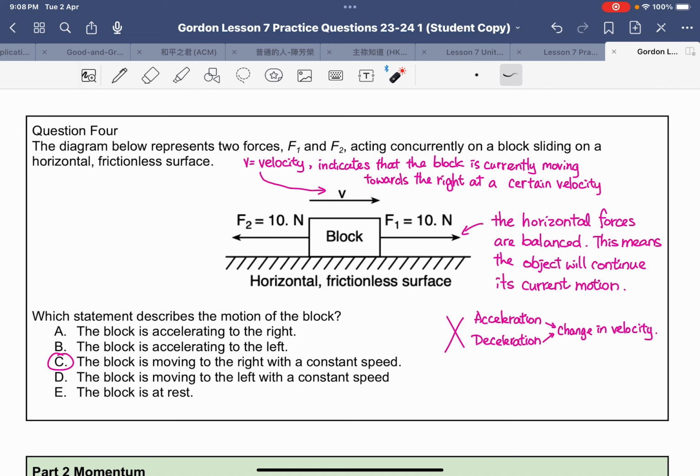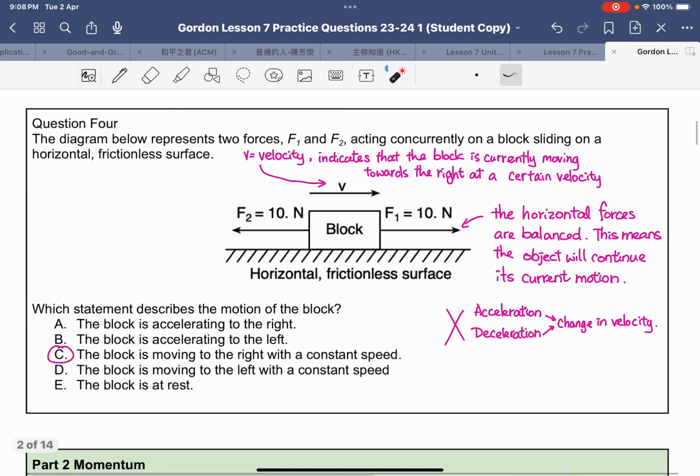Question 4. This diagram is looking at a block that is initially traveling in this direction. So this symbol V is velocity. It just means that the block is traveling in this direction with a certain speed, but they're just not providing you with exactly what speed. And then here you can see that there are 2 balanced forces, which are 10 newtons each. And these are horizontal forces.